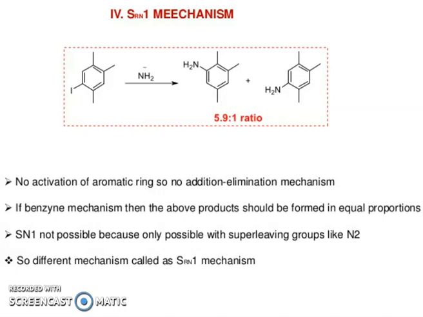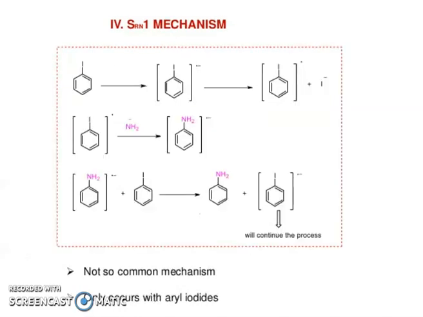SRN1 mechanism, you can see the methyl group and adenine react with N2 forming two products with different ratio. No activation of the aromatic ring, so no addition-elimination mechanism. If benzyne mechanism, then the above products should be formed in equal proportions. SN1 not possible because it is only possible with super leaving groups like N2. So a different mechanism called the SRN1 mechanism. So be careful with the SRN1 mechanism. You have methyl group at different positions, iodine, and this reaction is followed. You can see the formation of anion radicals and then formation of products. Not so common mechanism, only occurs with aryl halides.